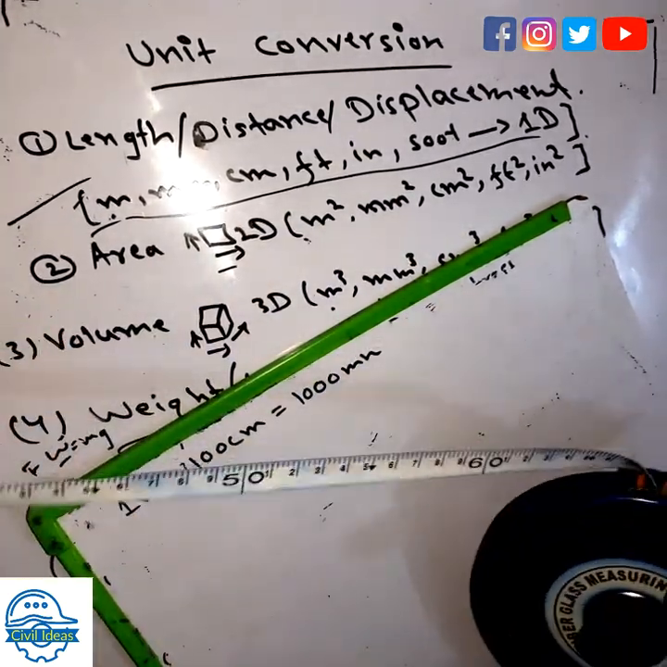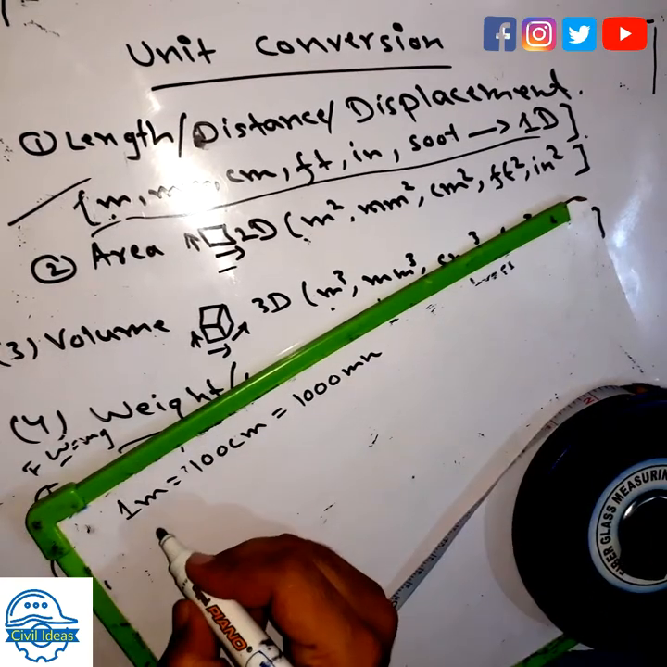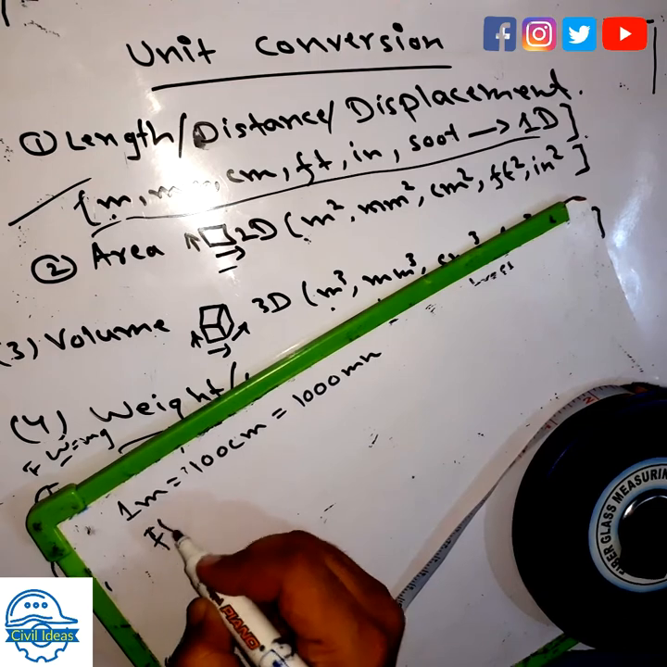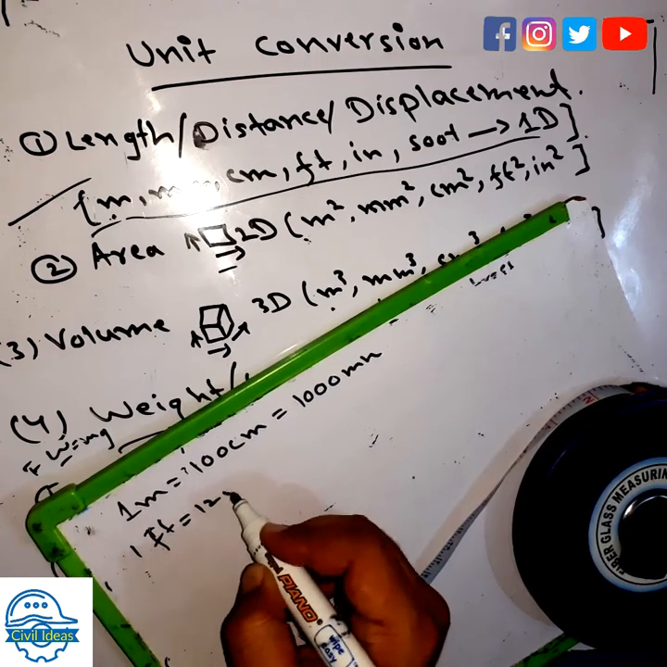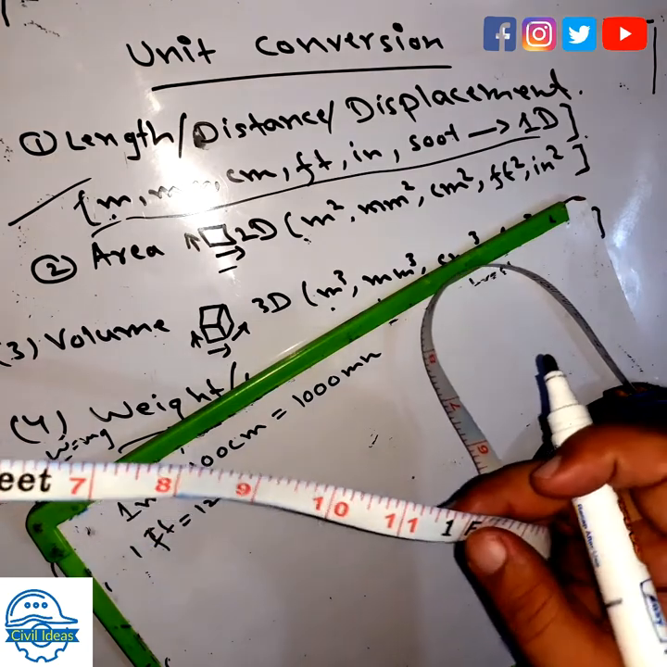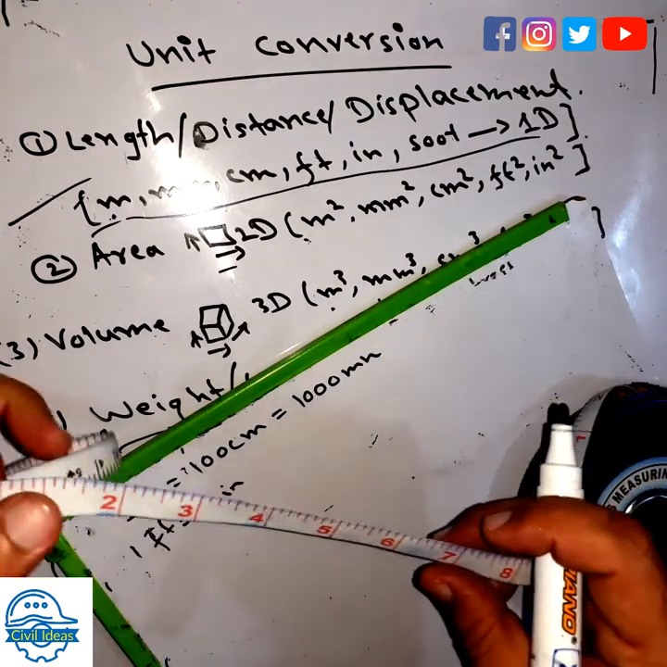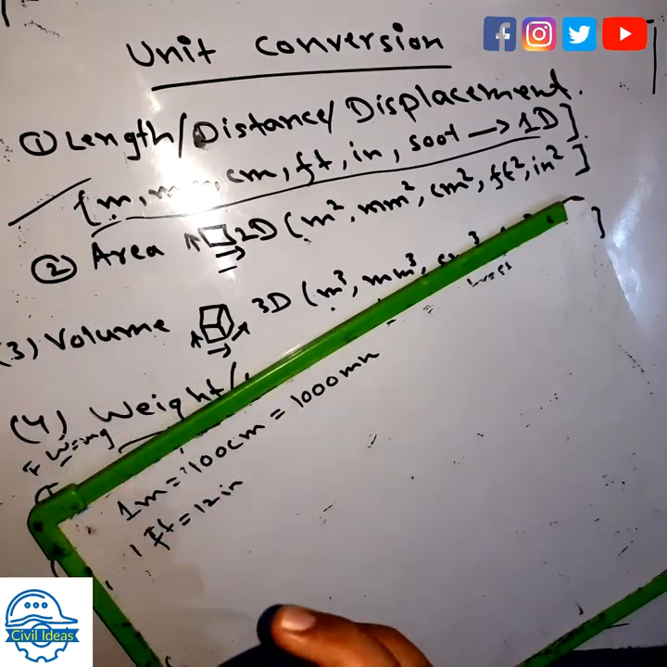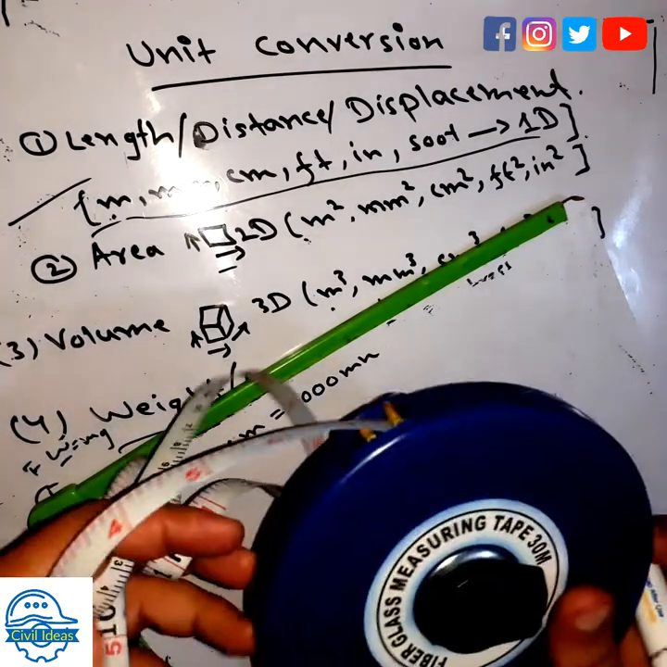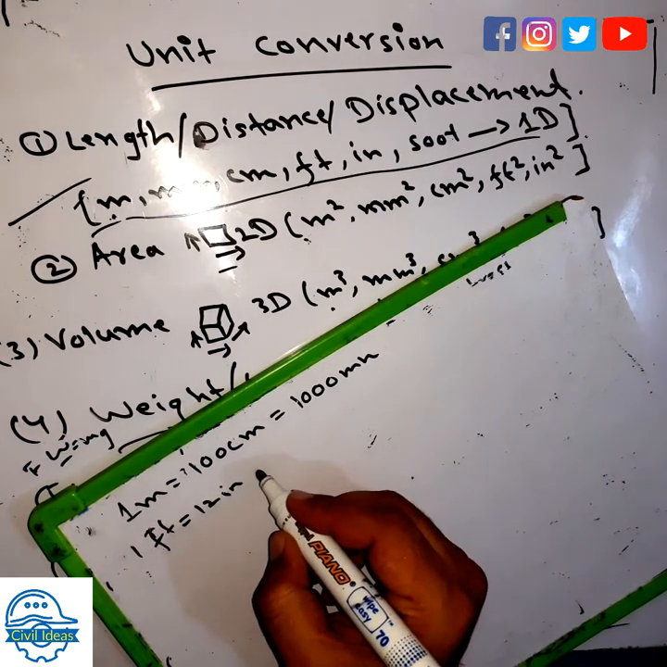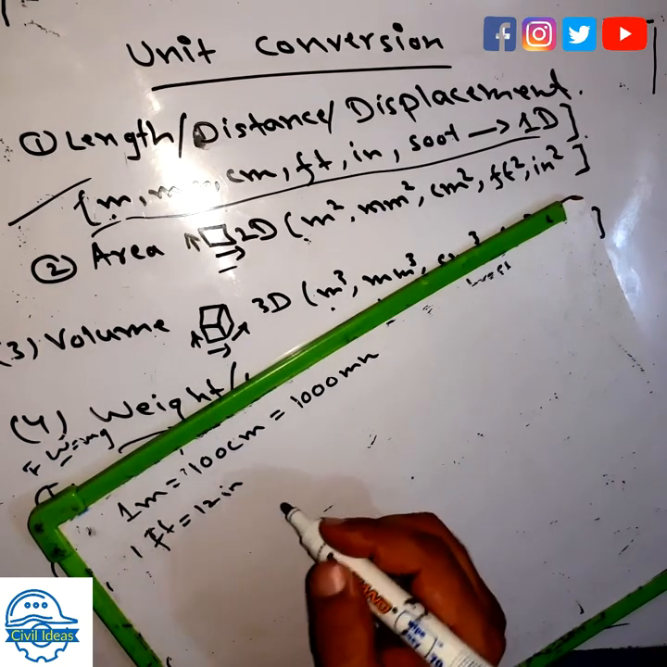Then what is the feet? And the second one, I have to take 1 feet. 1 feet is equal to 12 inches. So you know about these things. If you don't know, then you can take the measurement from a fiber tape, or any steel tape that you normally have on the site, okay? And this is normally 1 feet and 12 inches.